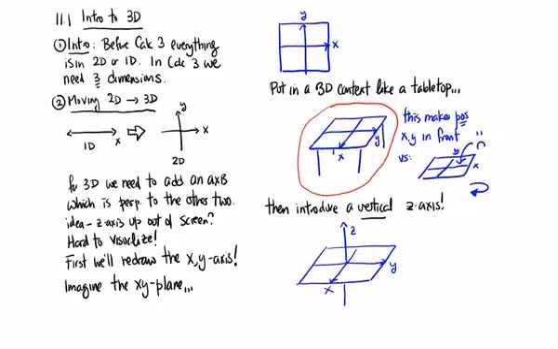Now when we have this, we can do things like plot points, look at planes, things like this, right? So now we have 3D space.